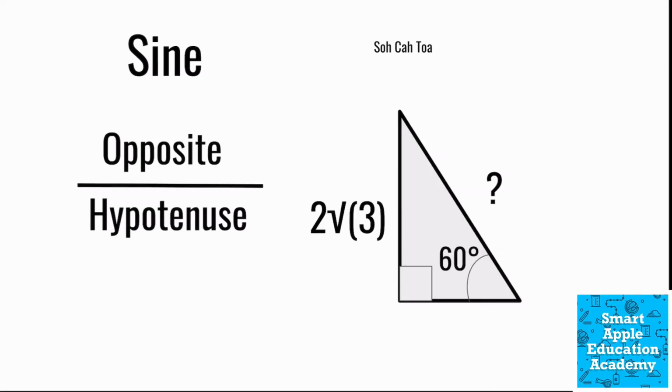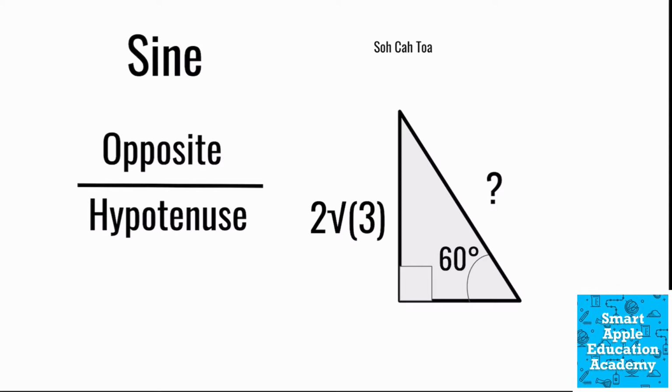Here's another right triangle. One of the legs is 2 times the square root of 3 units long. Another leg is unlabeled. The hypotenuse is marked with a question mark because the hypotenuse length is unknown. There is also an angle marked with 60 degrees. So what's the problem? We're going to have to find the hypotenuse length.